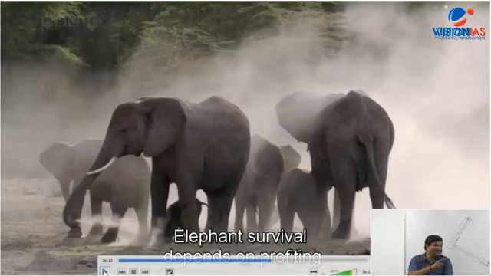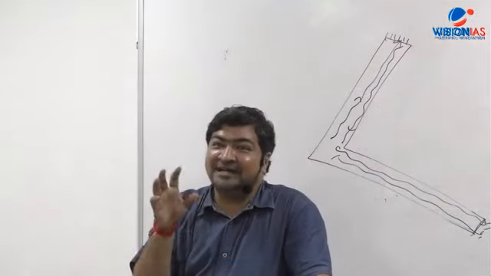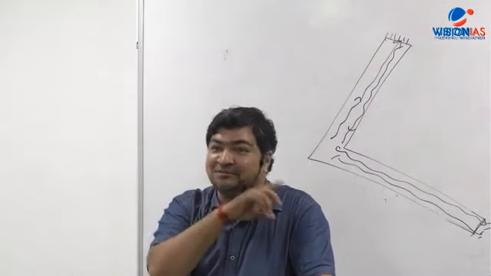So what is the name of the animal? Meerkat. M-E-R-K-A-T. Meerkat is a very unique animal in terms of defense mechanism. What you have seen there.